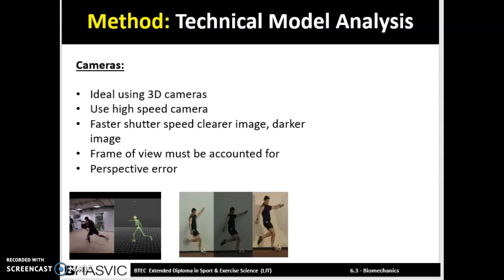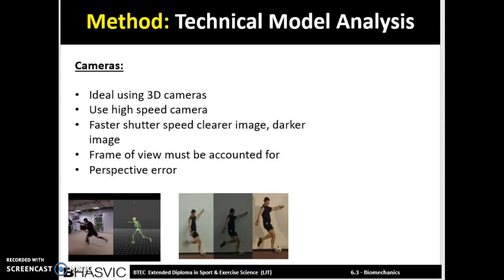Looking at cameras now to record and then analyze later on. Ideally, you'd want to use 3D cameras. So this would be cameras scattered around a room, looking at little sensors on a body, and then that would be able to generate a 3D model or an image on a computer, then be able to accurately show what the performer is doing at each set time. An example of this would be something like Vicon, which is a software used to do this.